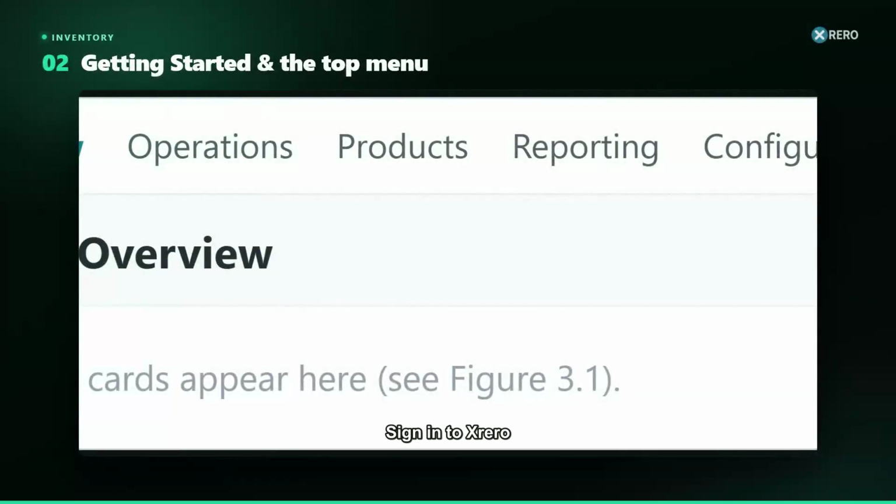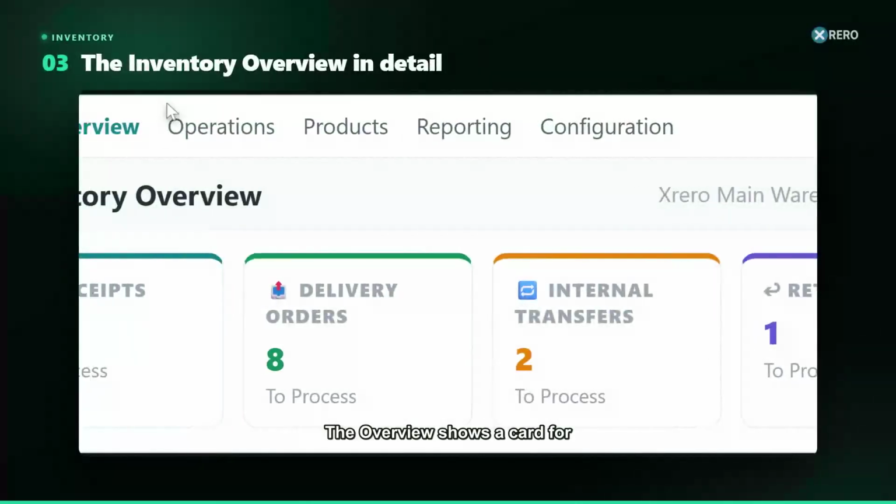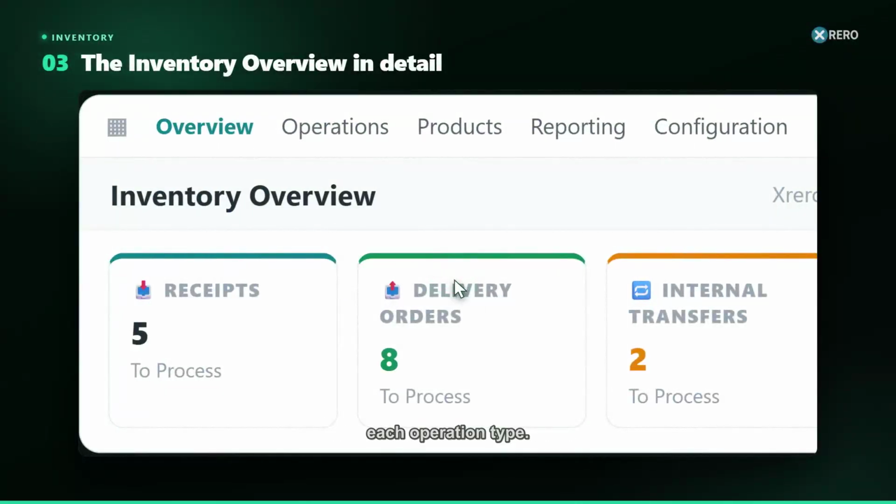Sign into Xrero. Click the app's grid, top left, and choose Inventory. The module opens on the Inventory overview. Across the top is the menu bar that takes you everywhere in the module. The overview shows a card for each operation type. The big teal button, e.g. 0 to process, opens the list of transfers that still need action. The count is your live workload.